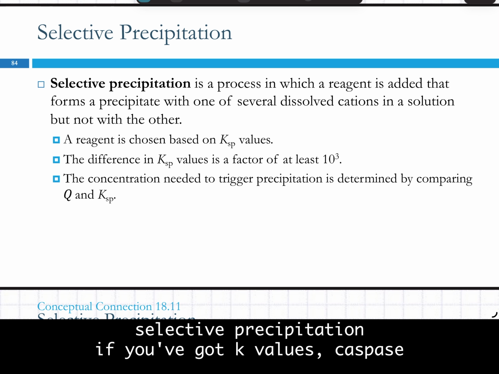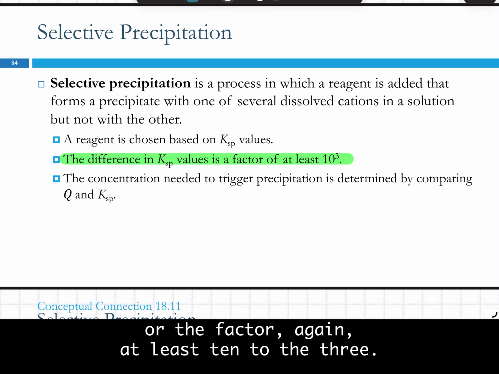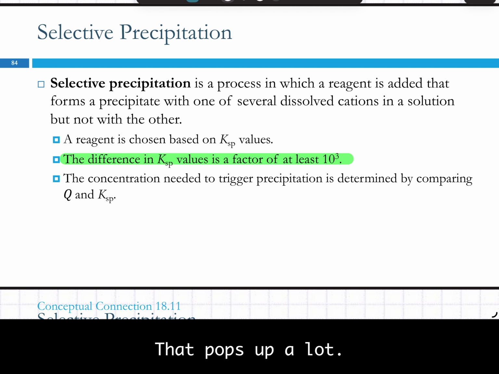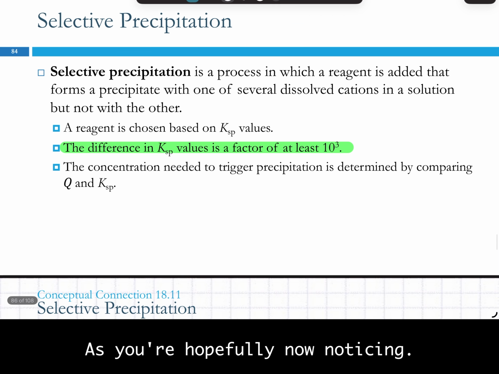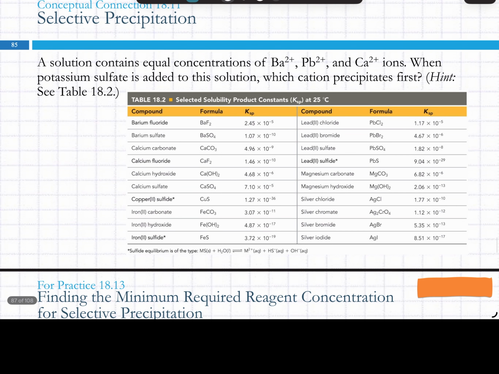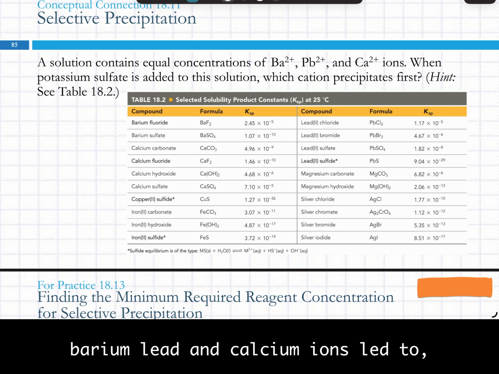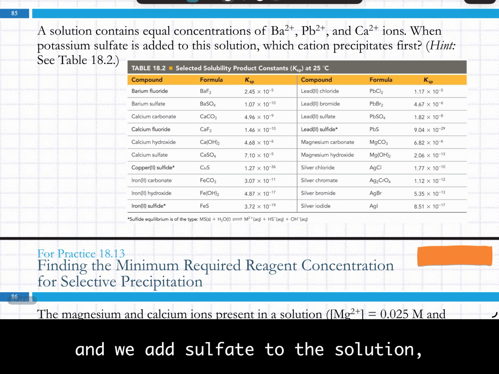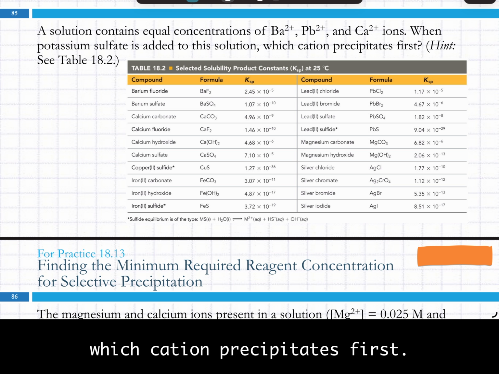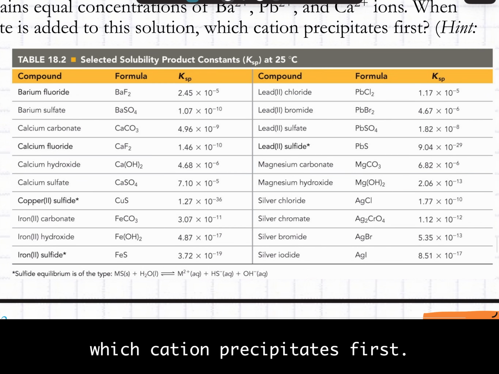So you can do selective precipitation if you've got K values, KSPs, where the factor, again, is at least 10 to the 3. That pops up a lot, as you're hopefully now noticing. So if we had a solution that contains barium, lead-2, and calcium ions, and we add sulfate to the solution, which cation precipitates first?